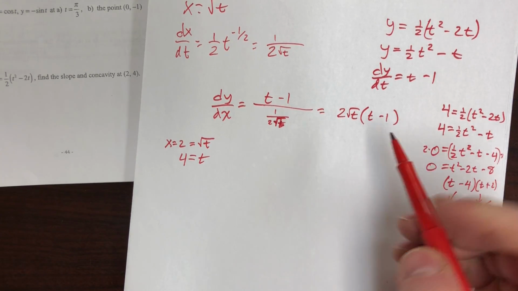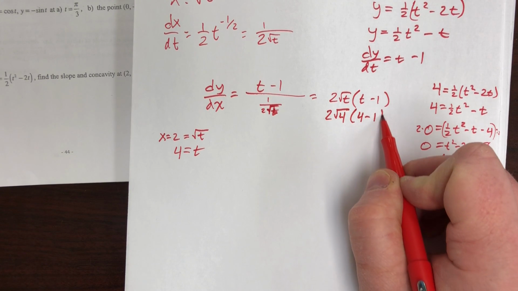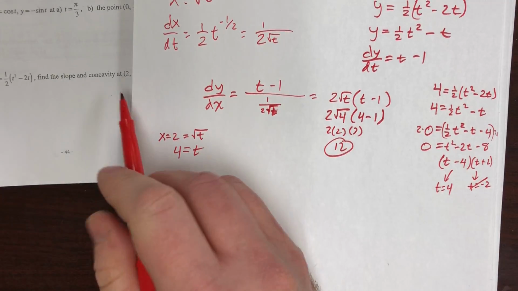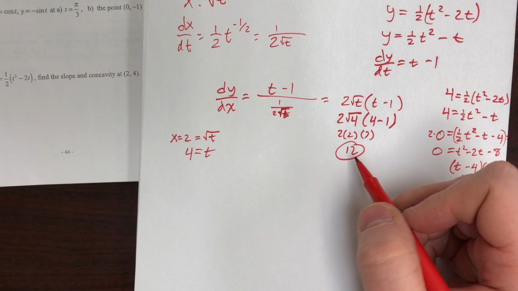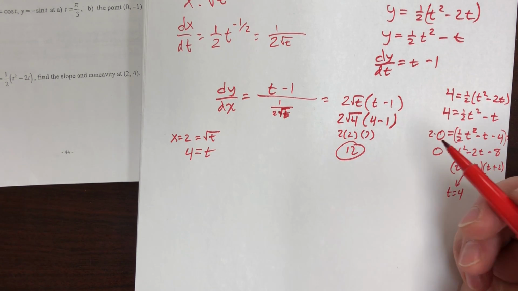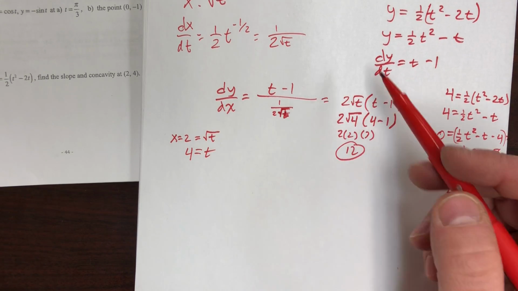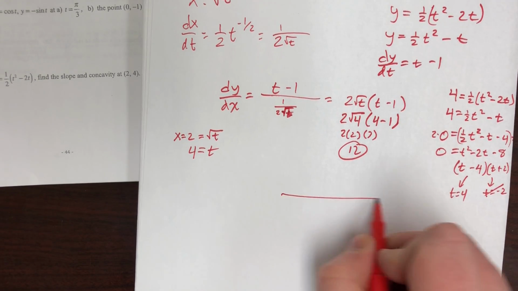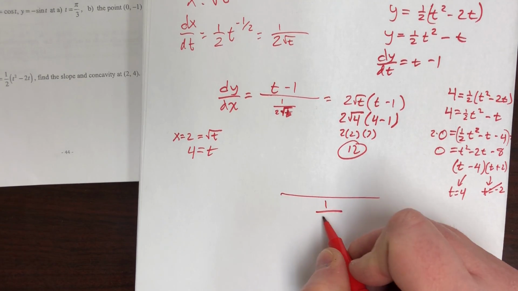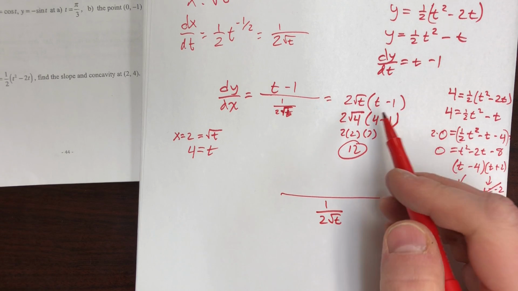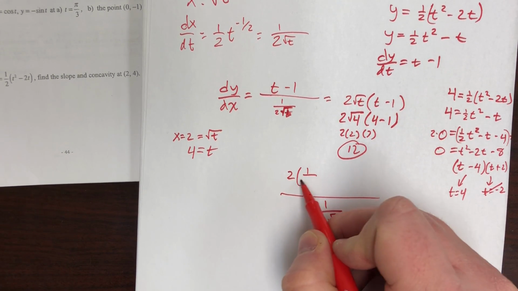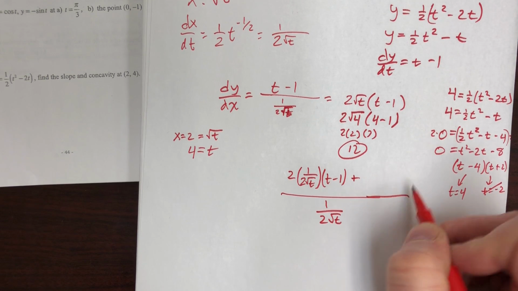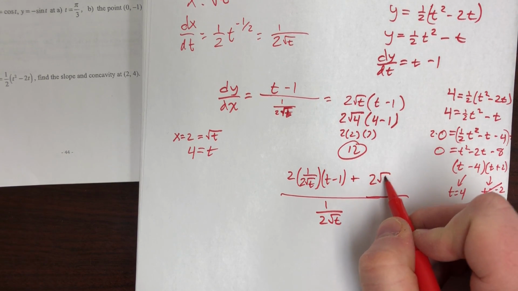Oh, so I plug in 4 here. So that's 3. So 2 times 3 is 12. All right, so at the point (2, 4), the slope is equal to 12. So how do I find concavity? Well, I take dy dx, which was 2 root t times t minus 1, and I differentiate that, and I'll divide it by dx dt again. So I'll take the derivative of this, and I've got to do the product rule here. So it's going to be 2 times 1 over 2 root t, leave the t minus 1 alone, plus I'll take the derivative of that and get 1, 2 root t times 1.